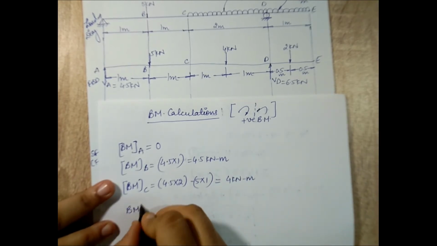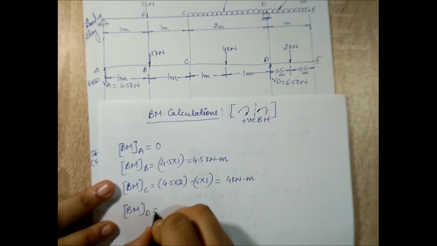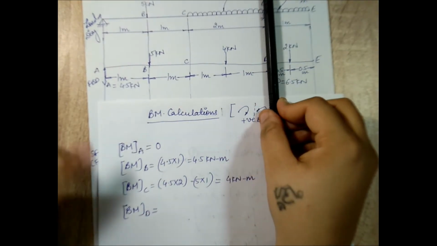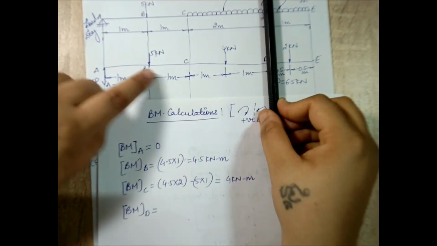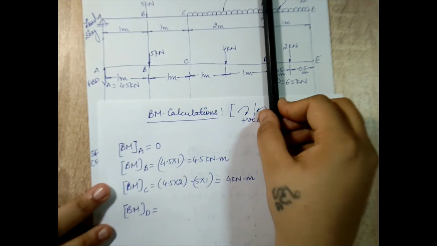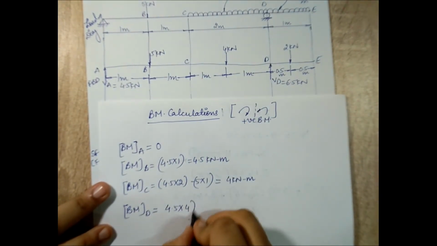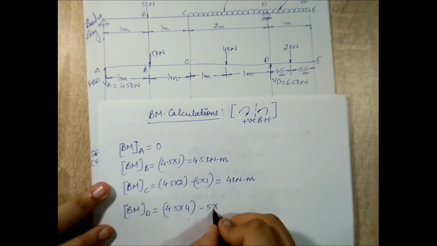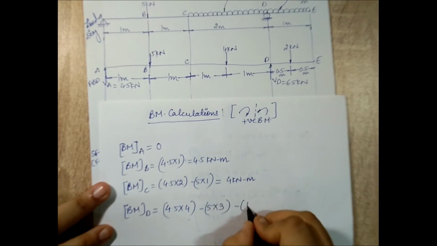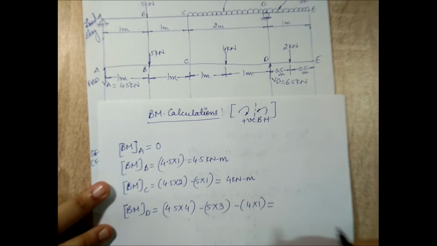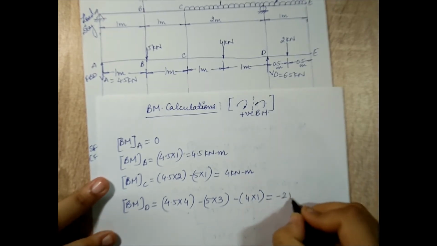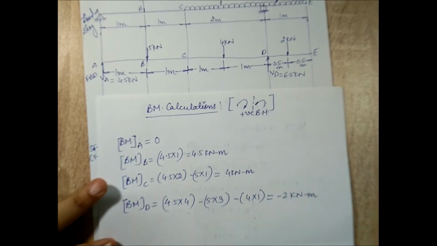Next, I'll calculate the bending moment at point D. When I stand at D, I have VA turning clockwise, 5 and 4 turning anti-clockwise towards D. So I have 4.5 into 4 minus 5 into 3 and minus 4 into 1. I get the value as minus 2 kilonewton meter. This is minus 1.